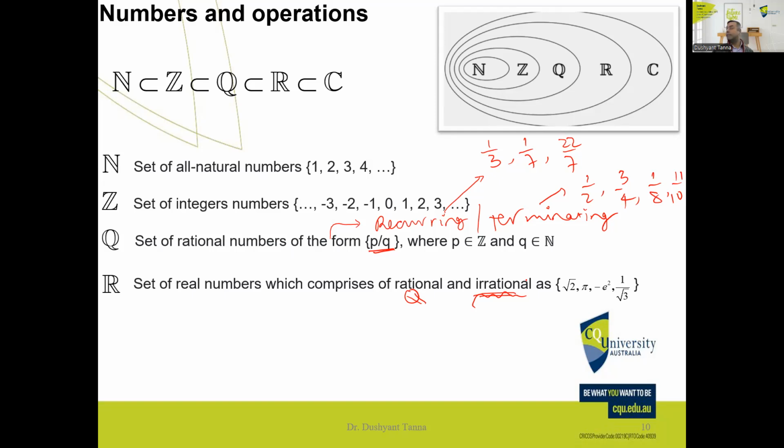22 divided by 7? 3.142857, correct. You're correct, sir. And then it keeps on repeating, right? 142857, 142857, 142857. So you can guess that the 19th decimal digit will be 1, and the 20th will be 4. 142857, 142857. That's a characteristic of a rational number: repeating, or recurring.